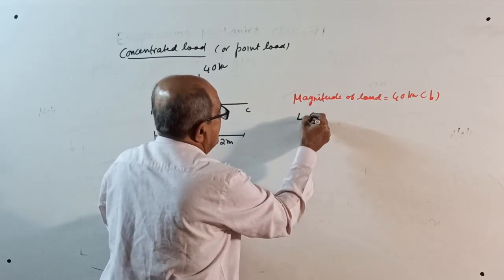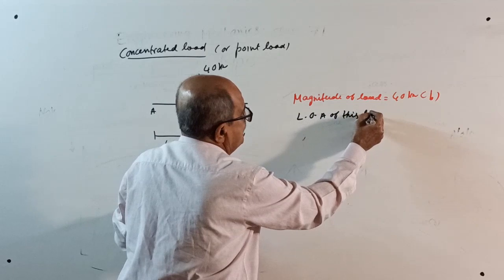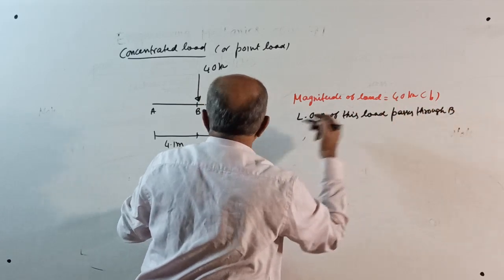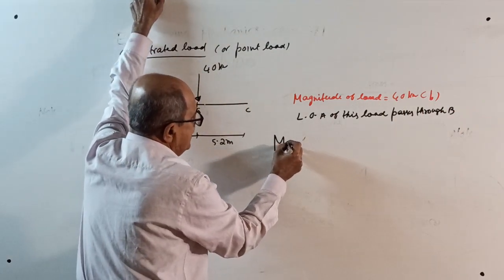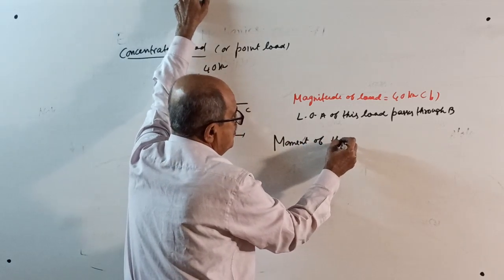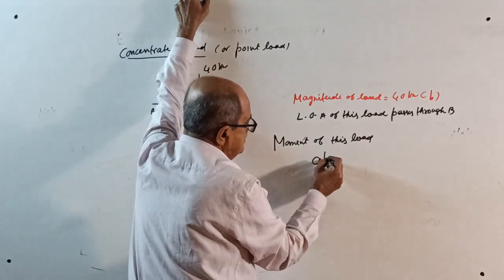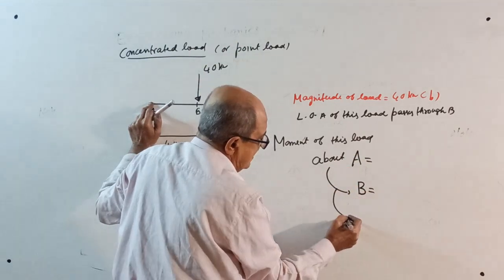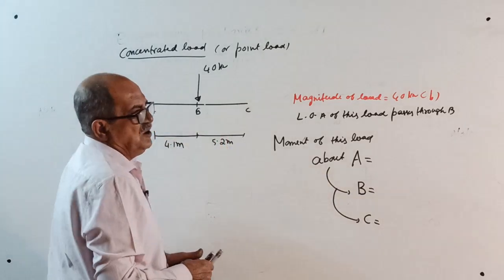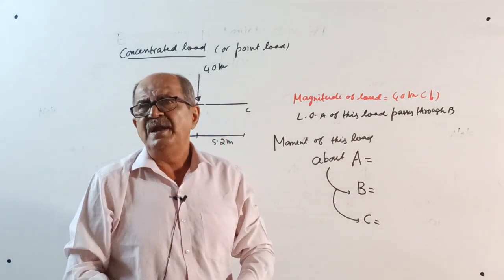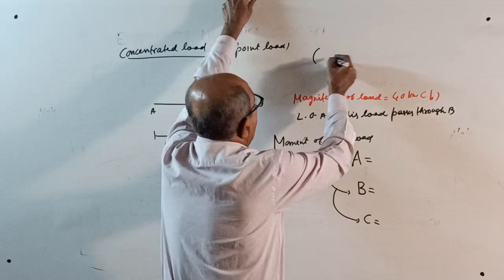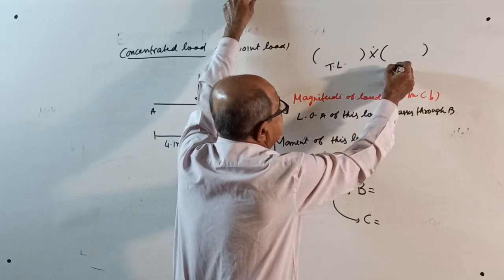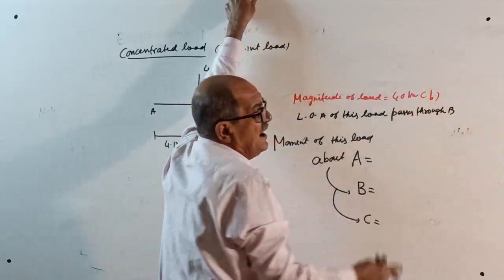Then, the line of action of this load passes through B, see B here. Then we want the moment of this load about A, a little later about B, and a little further later about C. I told you so many times, when you find the moment for a distributed load, I always said bracket into bracket. This is the magnitude of the total load, this is the distance, this is moment into. For a point load, the bracket is not required.